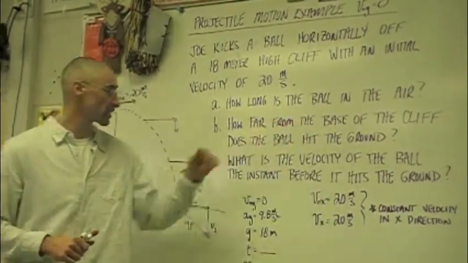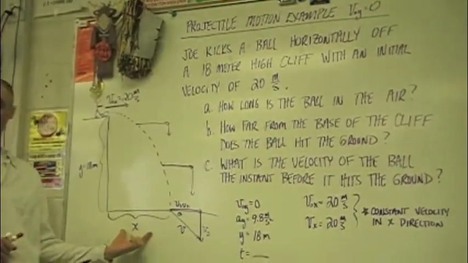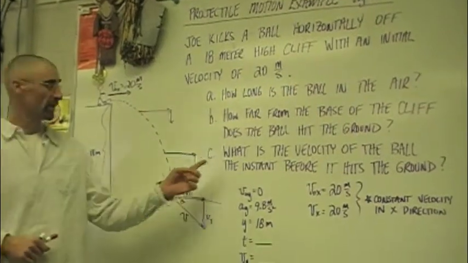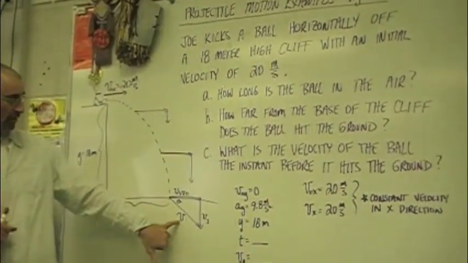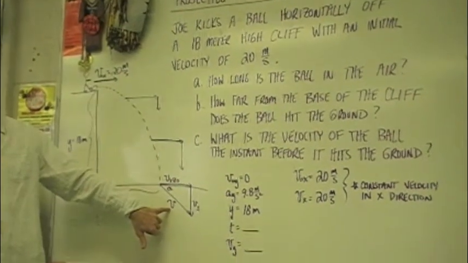How far from the base of the cliff does the ball hit the ground? We're going to be looking for that in part B. And then in C, what is the velocity of the ball the instant before it hits the ground? We're going to be looking for that right there.